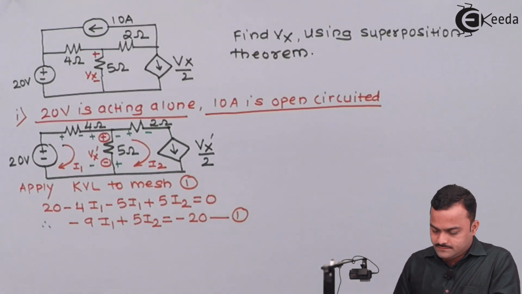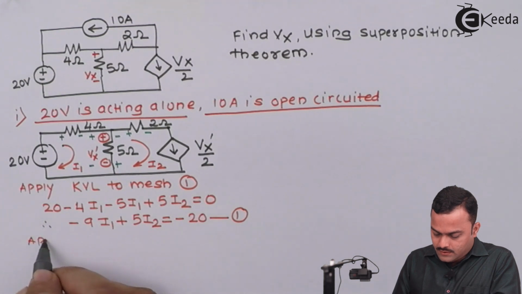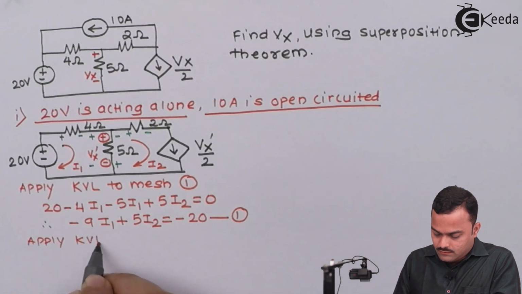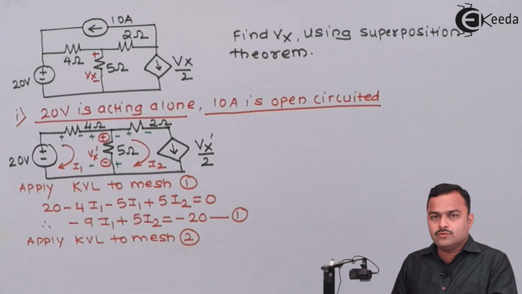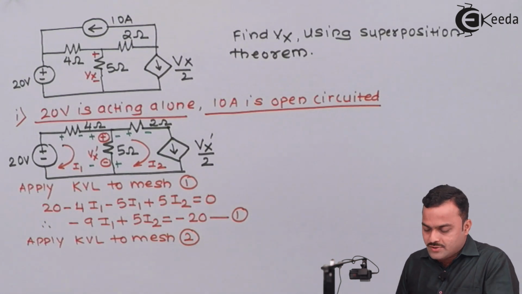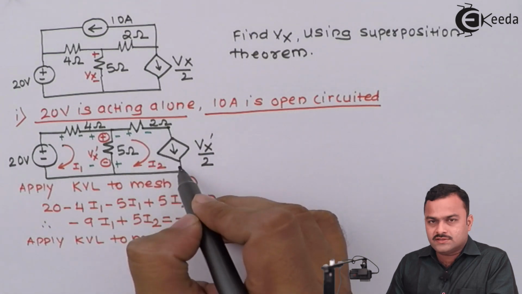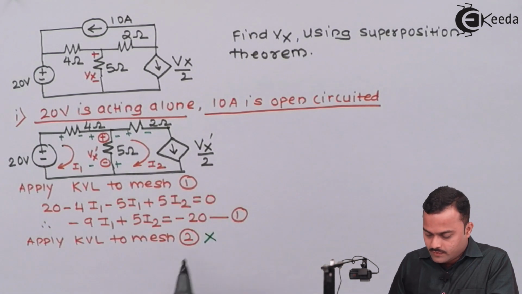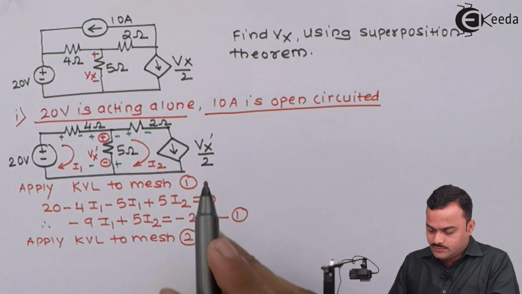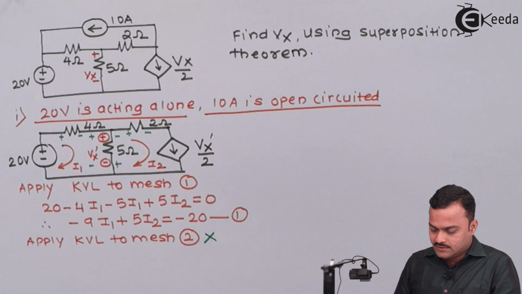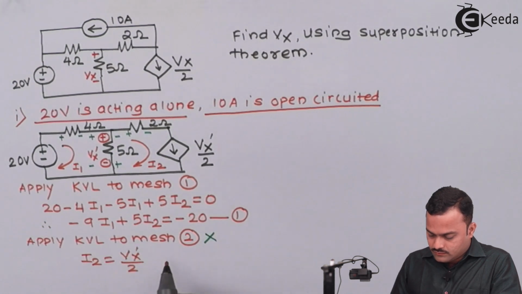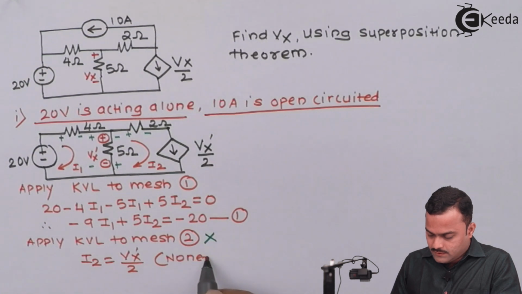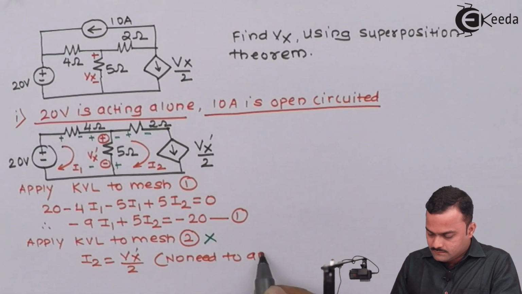Let's get one more equation by applying KVL to mesh number 2. Now, can we apply KVL to mesh number 2? The answer is no. Why so? Because only a current source is present in the mesh. So this is not required. That means I can straight away write this I2 as Vx dash upon 2.